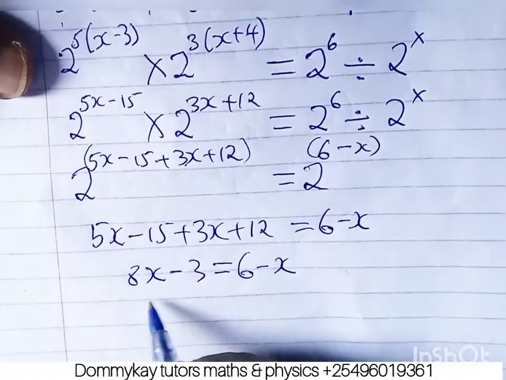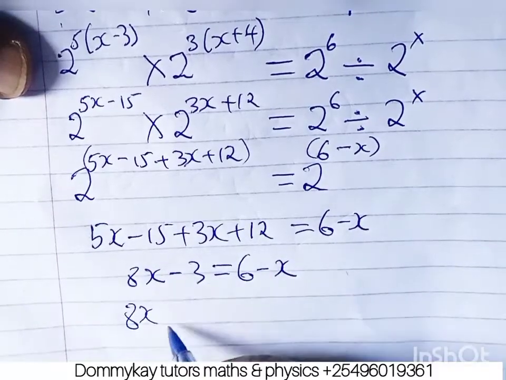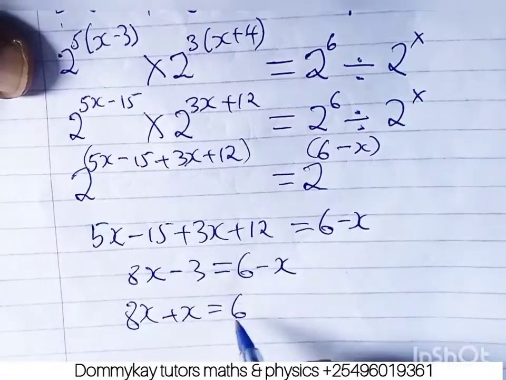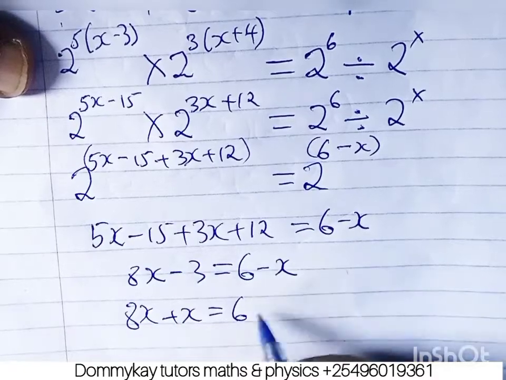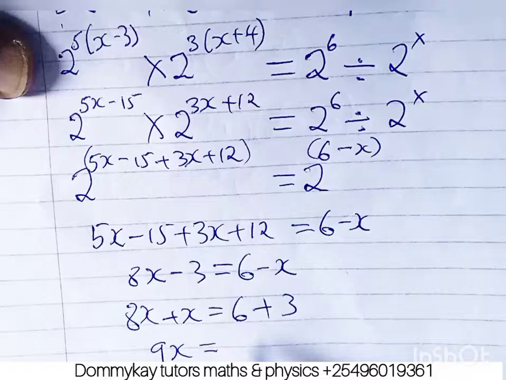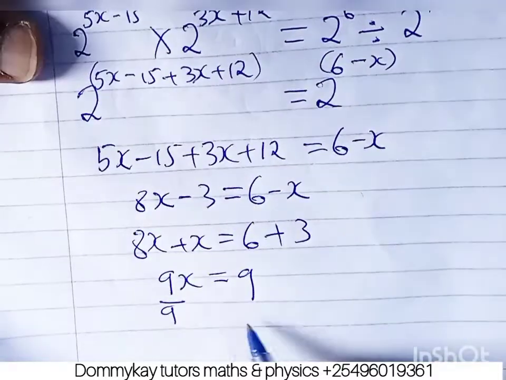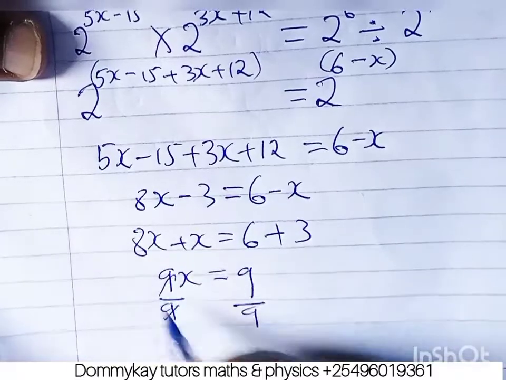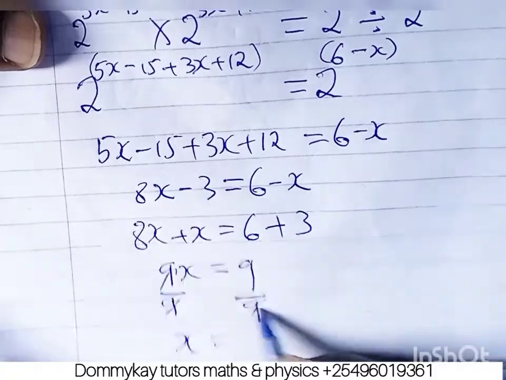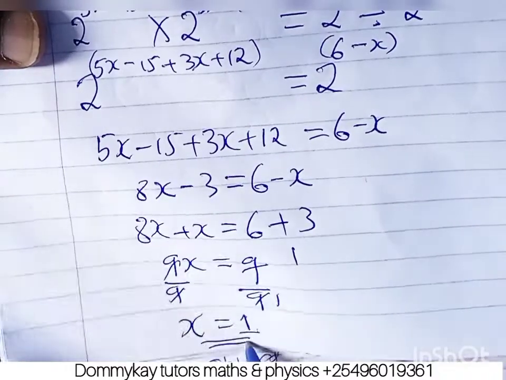We now proceed and group like terms together further. 8x, this minus x becomes plus x, equal to 6 minus 3. On crossing the equal sign becomes plus 3. So this is 9x equal to 9. Divide all through by 9, over 9 over 9. So x becomes 1, and that is the value.